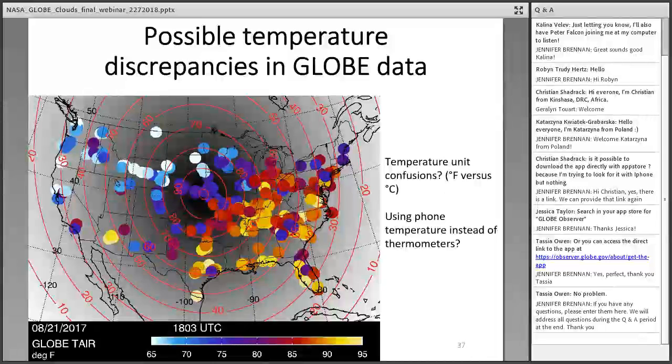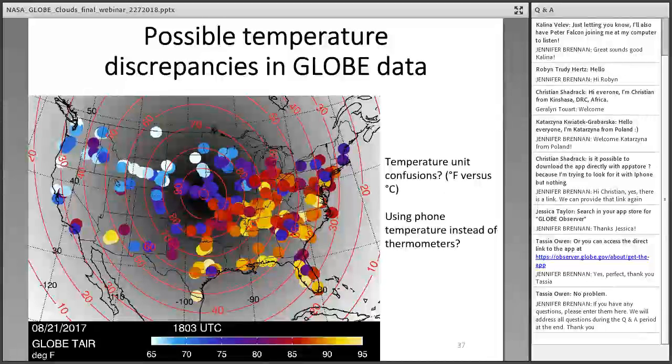So what sort of causes for these type of discrepancies have we found so far? Well, we've identified a couple of important ones. First, the observers were asked to report whether their temperature measurement was in degrees Fahrenheit or degrees Celsius. We think that there were a few cases where people reported the wrong temperature units. So there might be some basic unit conversion errors in here. And we're currently working on ways to identify these situations.